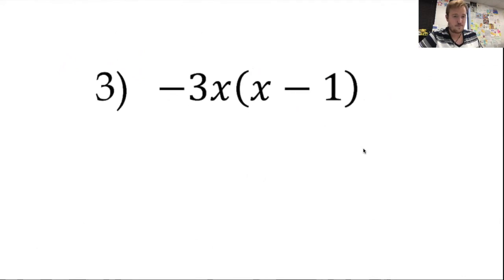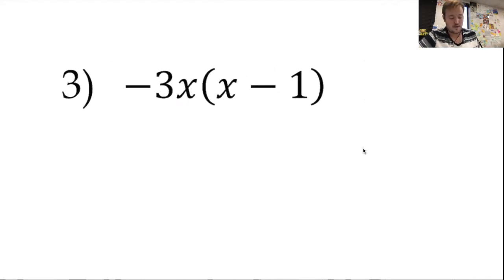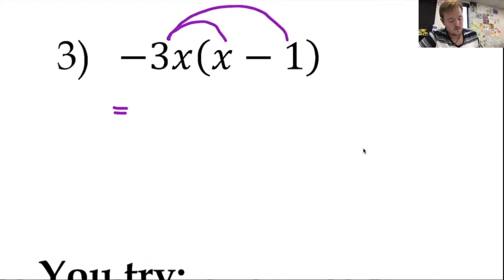All right, so for number 3, this one's a little bit more tricky, all because of this x right here. So we're still distributing, but now we're distributing a negative 3x. So I'm actually going to write this out in a few different steps. So you have negative 3x times x, and then here we also have a negative times a negative. So when you multiply those, you're going to get a positive. So I have 3x times 1. So anything times 1 is just that value itself, so we don't actually have to write that one.